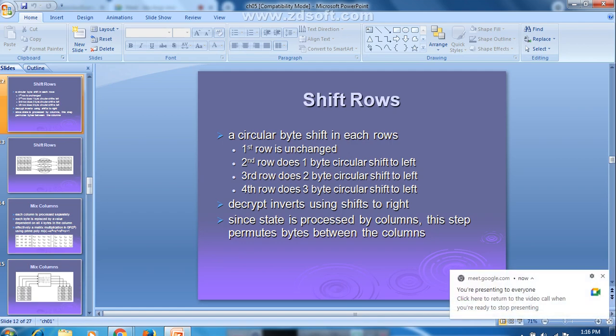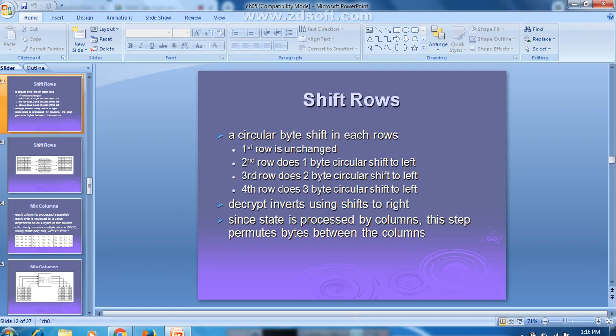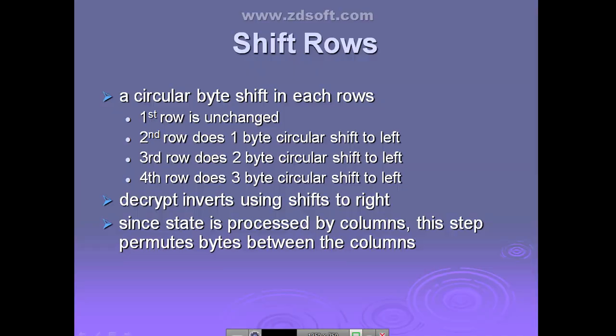The same thing is written in the slide. You can go through that. What I have explained, the same thing is there. Can you see this one? The circular byte shift in each of the rows: the first row is unchanged. The second row does a 1 byte circular shift to the left. The third row does a 2 byte circular shift to the left. And the fourth row does a 3 byte circular shift to the left. This is in case of encryption. If you want to do the decryption, it is just going to invert. Instead of the left shift, they are going to do the right shifting operation circularly.